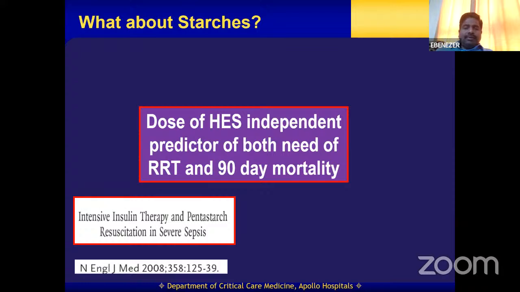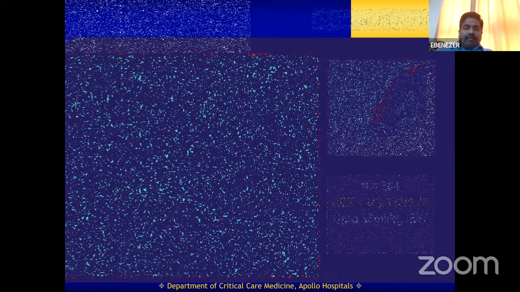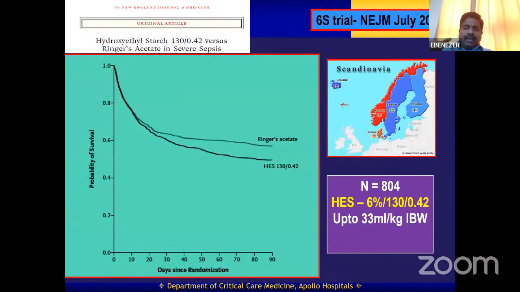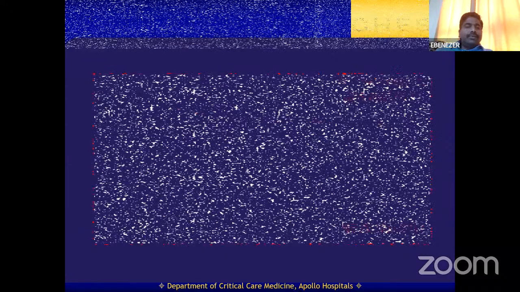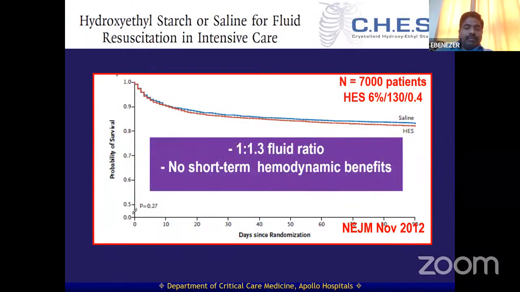The recent Surviving Sepsis guidelines are very clear. They have moved away from starches, they have moved away from gelatins, and they advise not to use them. Suppose you have given a lot of crystalloids, they have even advocated the use of albumin as a resuscitative fluid, but they have moved away from hydroxyethyl starch and gelatins per se. This is an important thing which you should remember.